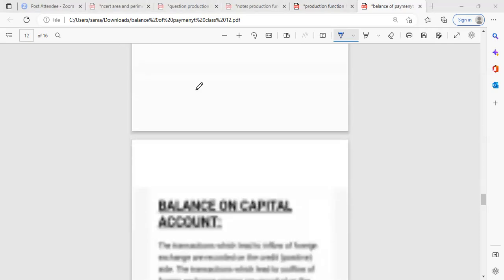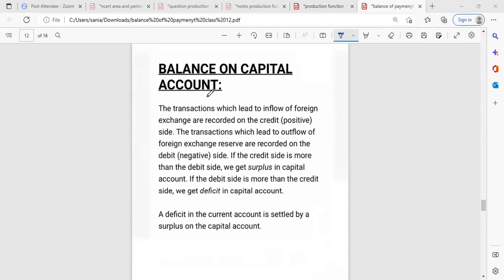Okay, so now let's move to the next one, which is balance of capital account. What you will write: the transactions which lead to inflow of foreign exchange are recorded on the credit side. The transactions which lead to outflow of foreign exchange are recorded on the negative side. You will write this only.